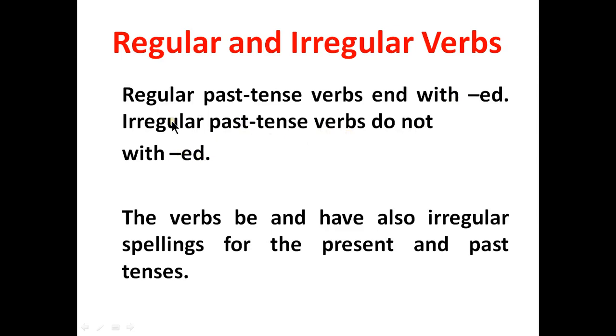For example, ask, asked. So ask is a regular verb because you will find ed at the end of the past tense of ask. Ask, asked. Help, helped, helped. Help is also a regular verb because you will find helped in English grammar books. On the other hand, write, w-r-i-t-e, write, wrote, written. There is no ed at the end of the past and past participle form. So write will be an irregular verb. The verbs be and have also have irregular spellings for the present and past tenses.